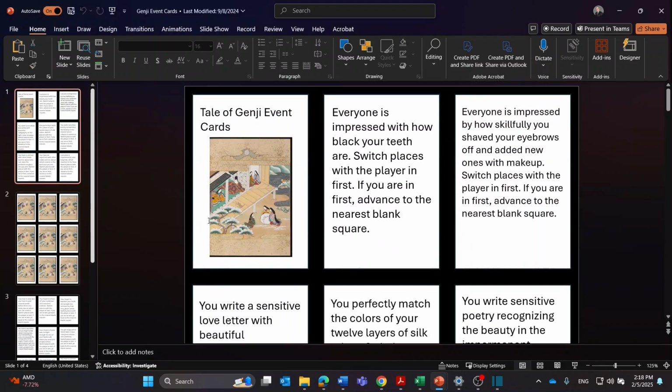These cards have two aspects. They teach a fact, and then they have a mechanic that is impacted by that fact. So you draw a card. Everyone is impressed with how black your teeth are. Switch places with the player in first. If you're in first, advance to the nearest blank space.